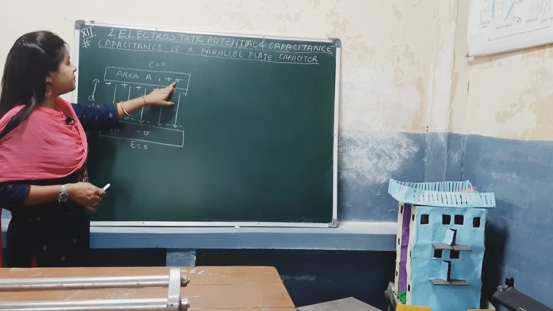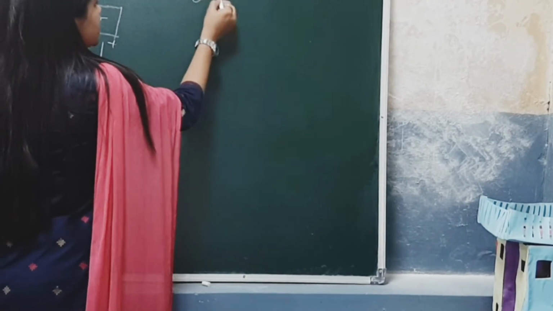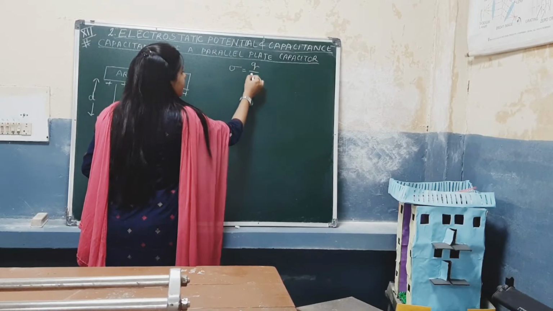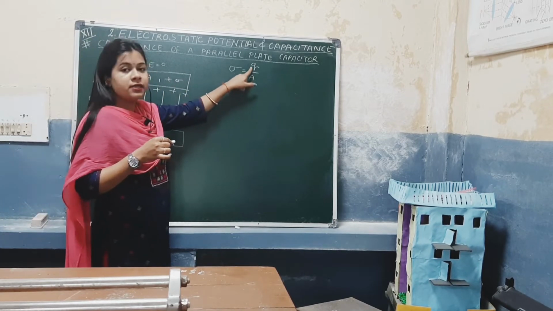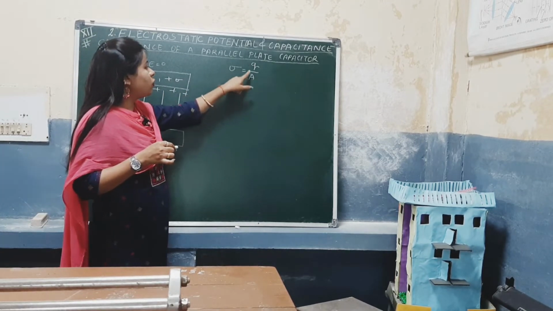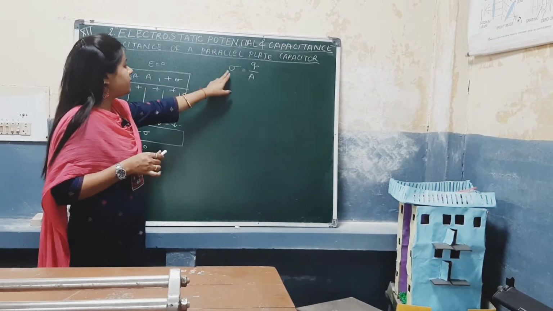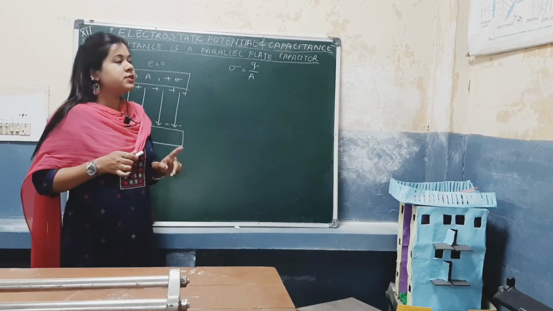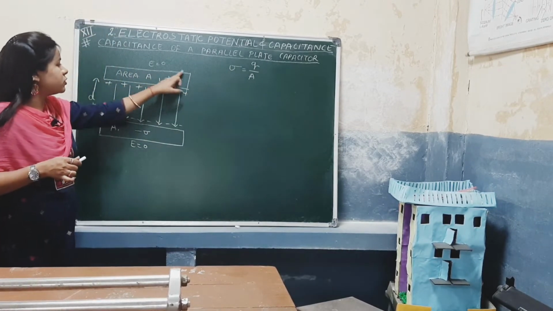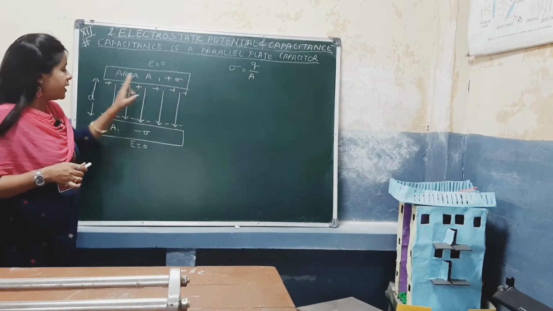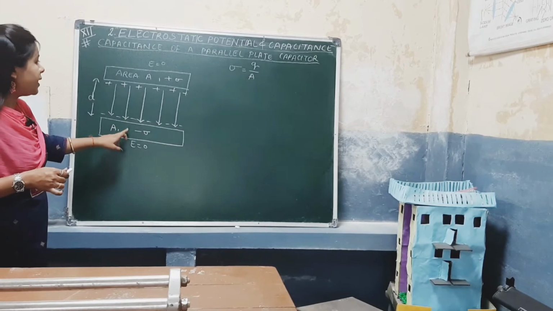Now what is sigma? We know that sigma means charge per unit area, and it means that the charge that is evenly distributed over a given area gives the symbol sigma, and this symbol sigma denotes surface charge density. So the surface charge density for this positively charged plate is plus sigma, and the surface charge density for this negatively charged plate is minus sigma.